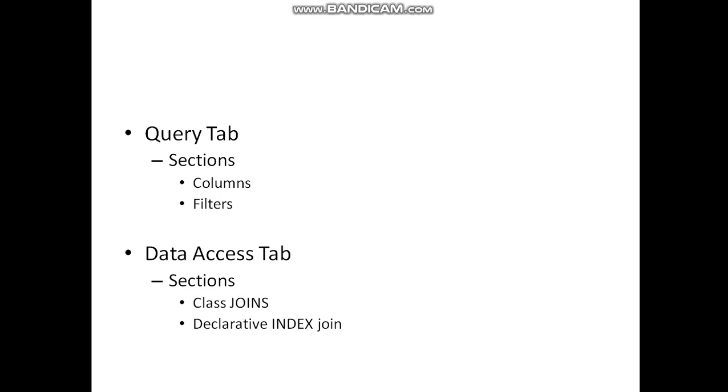on your data. So in data access tab, we have two important sections, class joins and declarative index join. In class joins, you can join multiple classes by using join columns, and with declarative index join, you can join with the declarative index also.